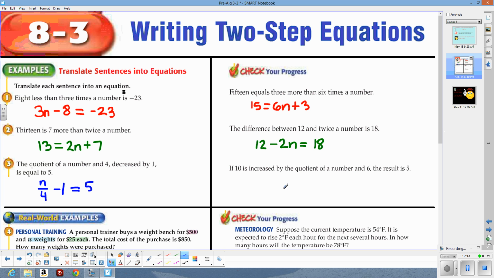If 10 is increased by the quotient of a number and 6, so 10 is increased, that's going to be plus. The quotient of a number and 6, quotient, remember, is division. So the quotient of a number and 6 is n divided by 6, written like that. The result is 5, so equals 5.